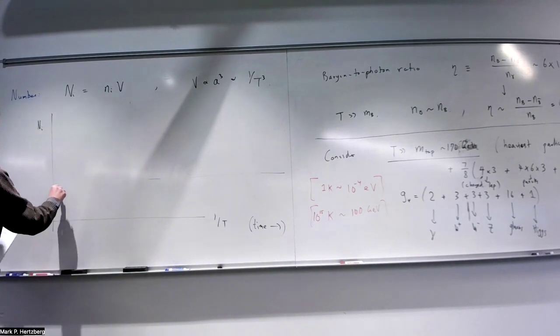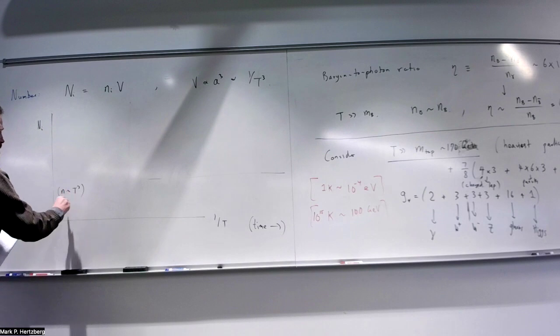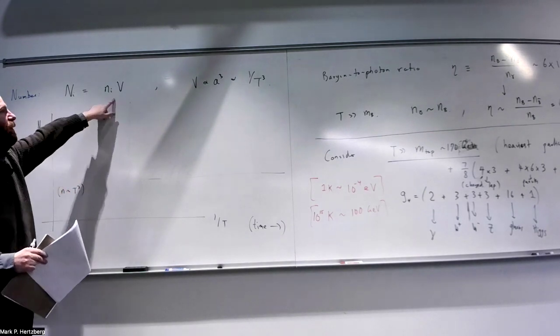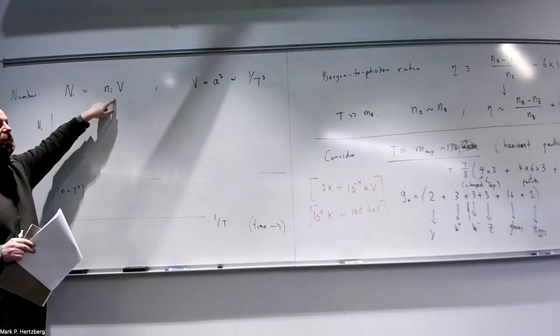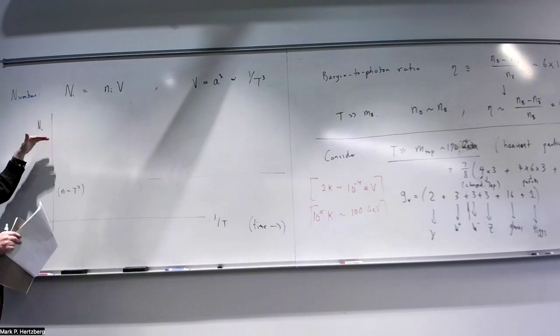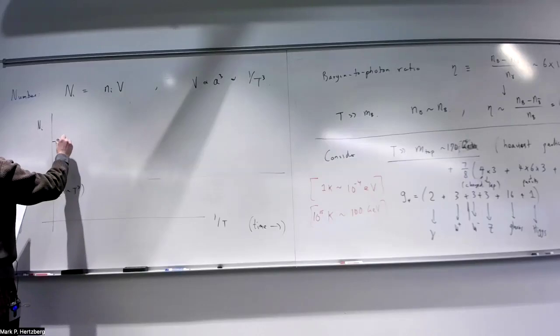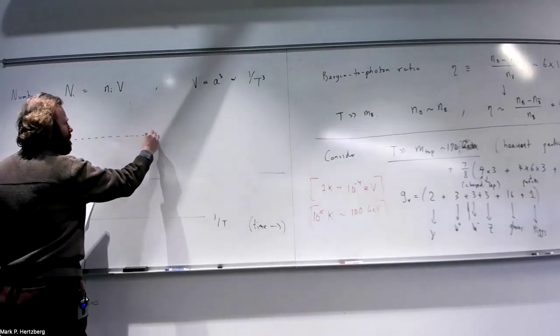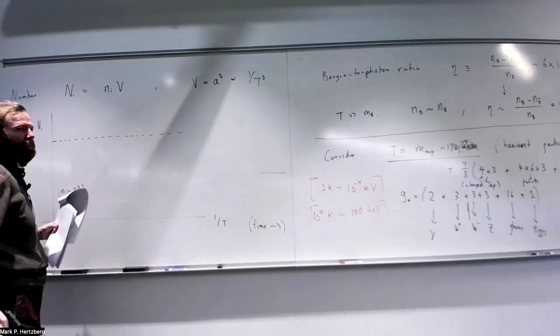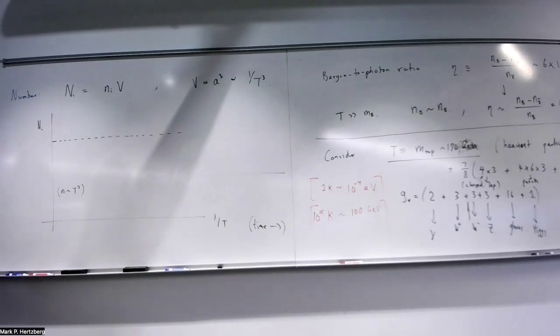Down here, n is like T cubed. But the volume is dropping like 1 over T cubed. So therefore, for a while, this just stays constant. So it looks like that. And if these are just photons, let's say, it will just persist like that. There'll be a subtlety that we'll discuss later, but it more or less stays constant.